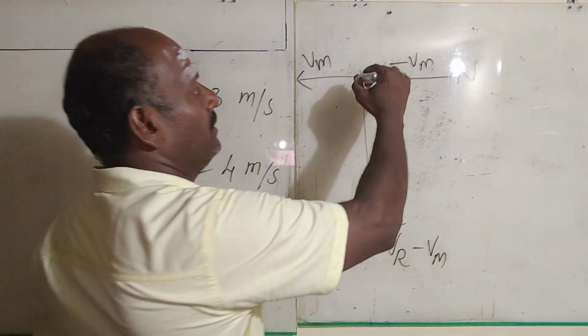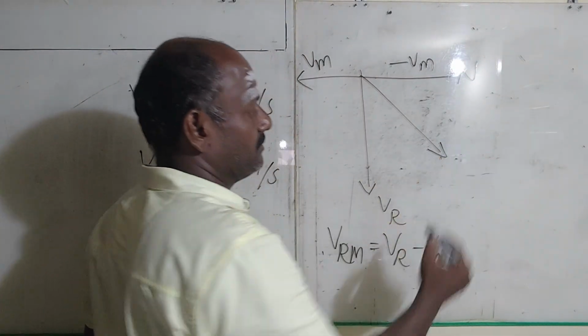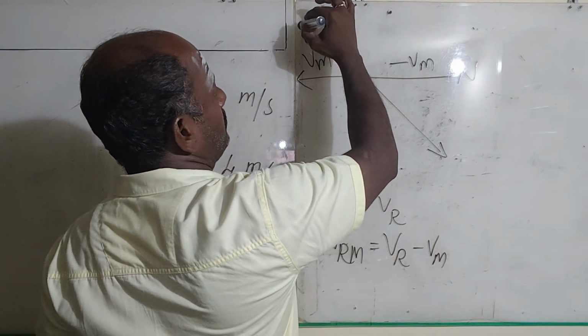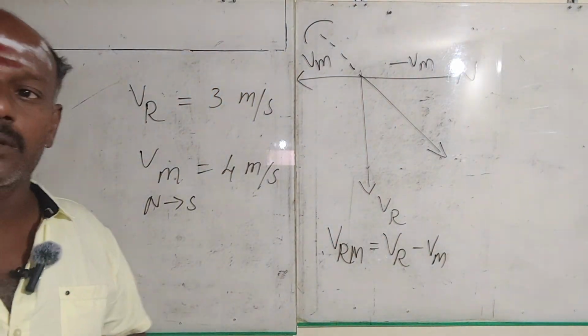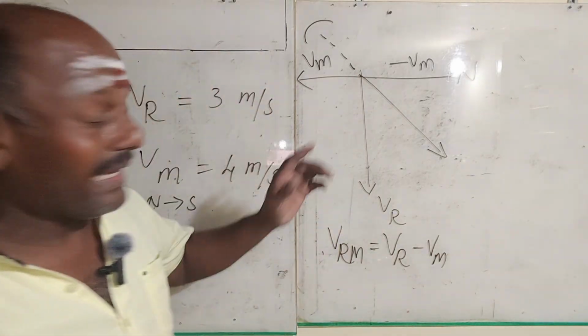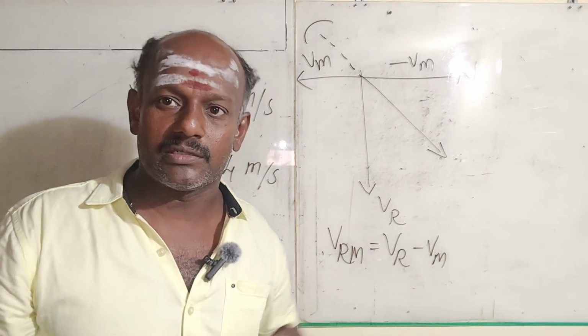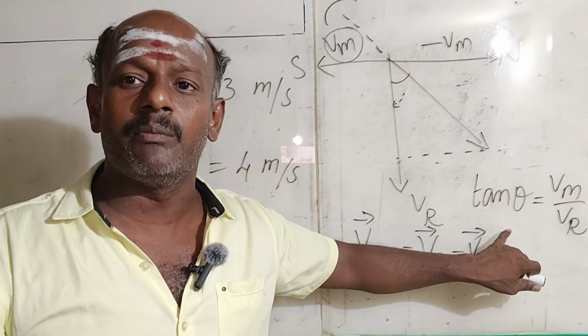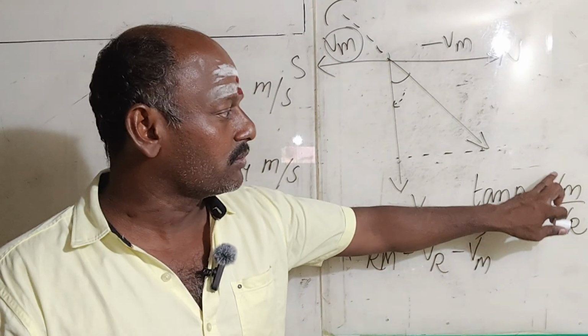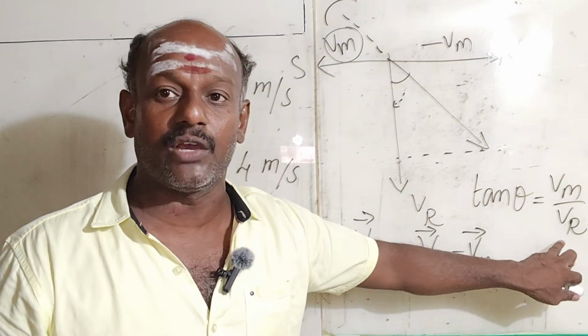So definitely the resultant will be in this direction. So he has to hold the umbrella in this direction. Then only he can protect himself from the rain. So at what angle can I measure? See, the angle can be measured with the help of tan theta. So tan theta will be equal to velocity of the man divided by velocity of rain.